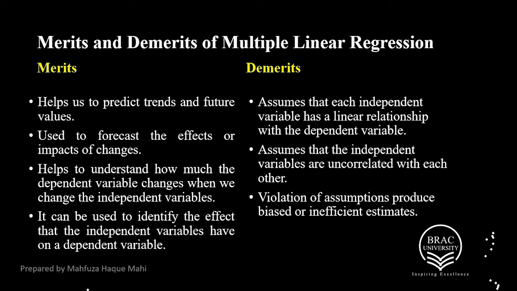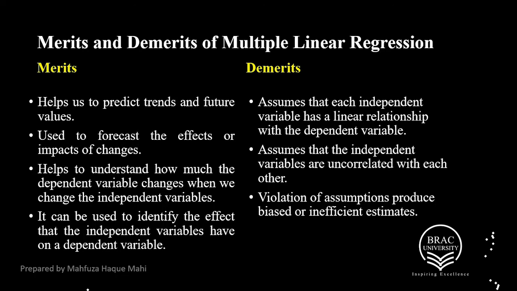Here are the merits and demerits of multiple linear regression. First, look over the merits of multiple linear regression. Multiple linear regression helps us to predict trends and future values. It is used to forecast the effects or impacts of changes. It helps to understand how much the dependent variable changes when we change the independent variables. It can be used to identify the effect that the independent variables have on a dependent variable.